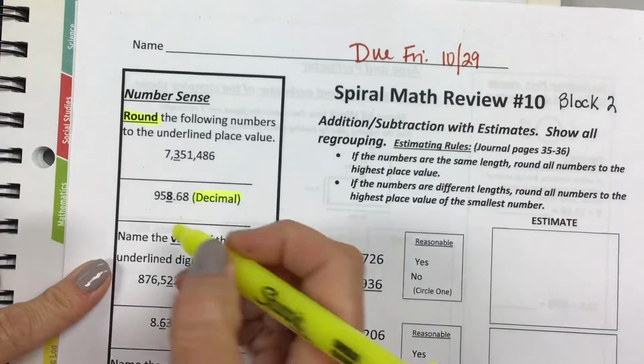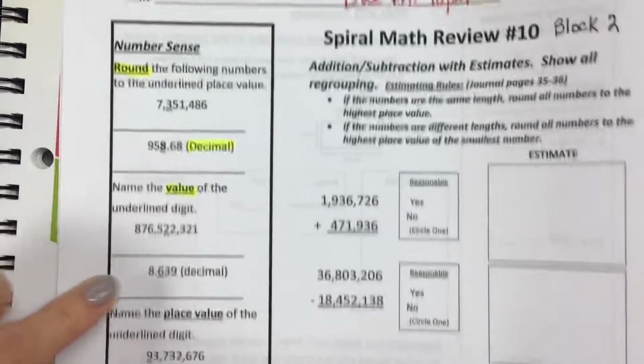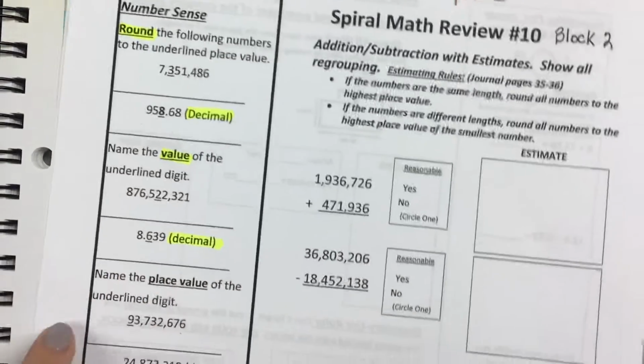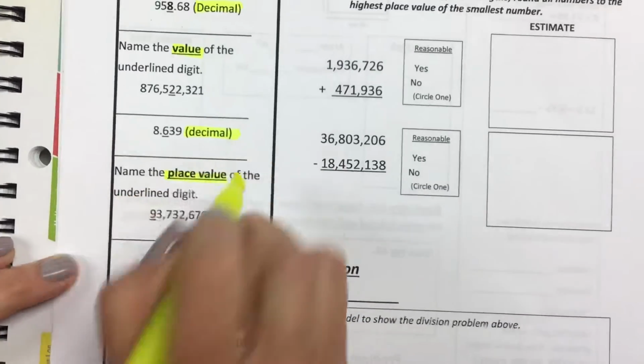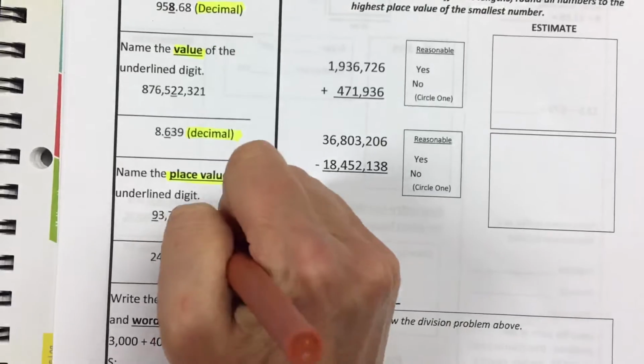Okay, name the value of the underlined digit. That's what is it worth. And here, this one, just remember, note the decimal point. And name the place value. Remember, we like to write the place value column and then follow it with the word place.